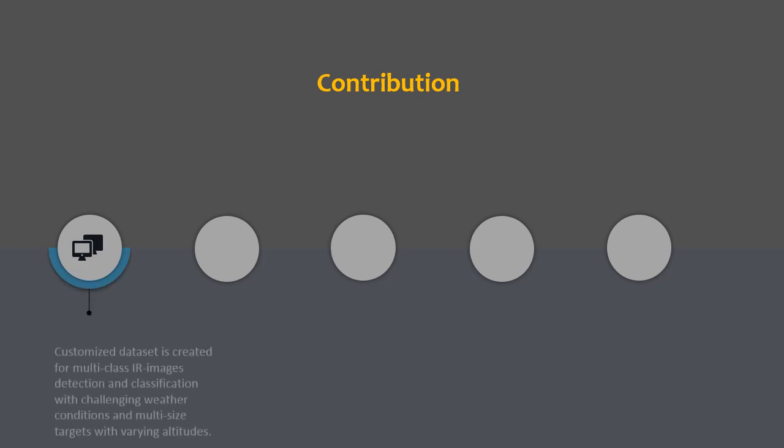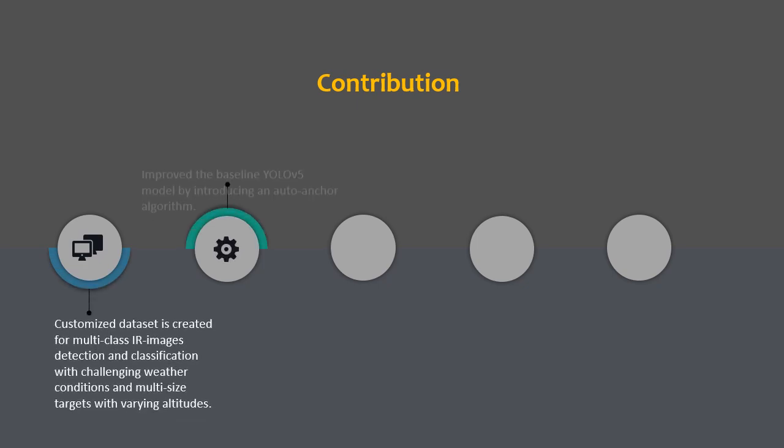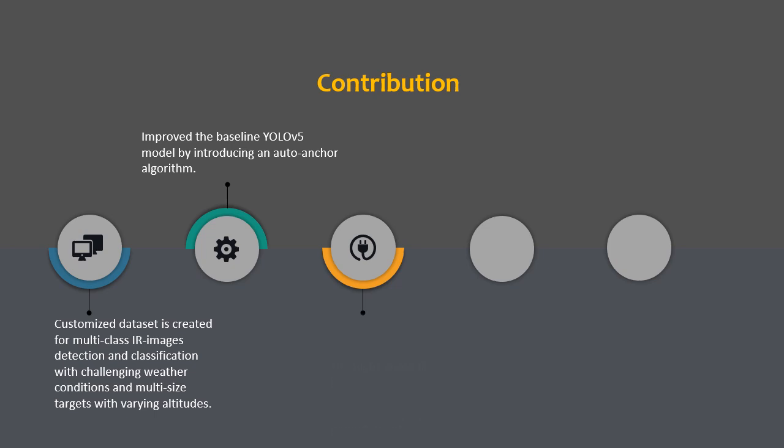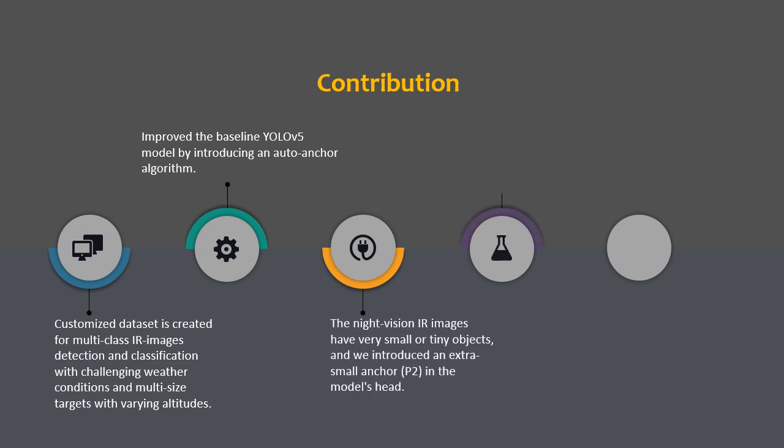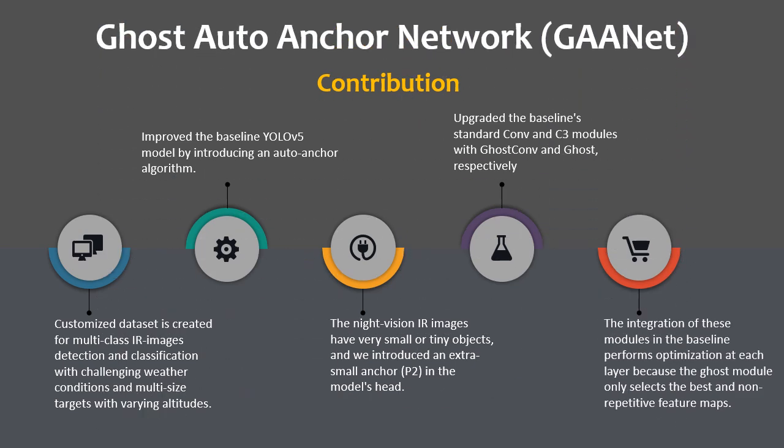Contribution. Our main contributions are as follows. A customized dataset was created for multi-class IR images with varying weather conditions and multi-size targets. We improved the baseline YOLOv5 model by introducing an auto-anchor algorithm. The night vision IR images have very small or tiny objects. That's why we introduced an extra small anchor P2 in the model's head. We also upgraded the baseline standard convolution and C3 modules with Ghost convolution and Ghost.